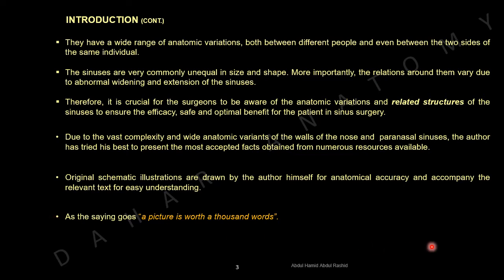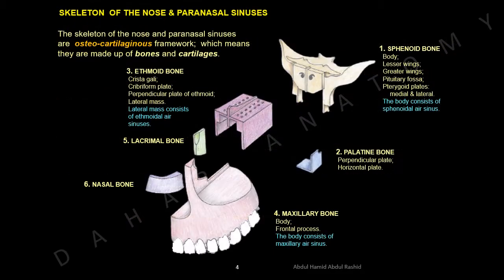Next slide, please. Skeleton of the nose and paranasal sinuses. The skeleton of the nose and paranasal sinuses is an osteocartilaginous framework. That means they are made up of bones and cartilages. In this diagram, we are showing only the bones.